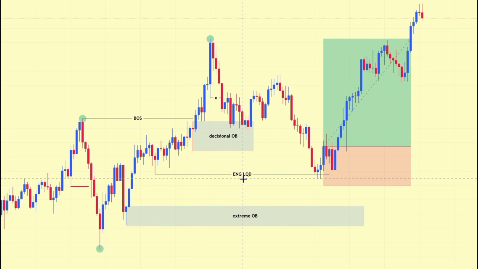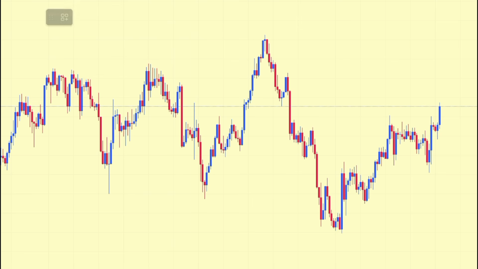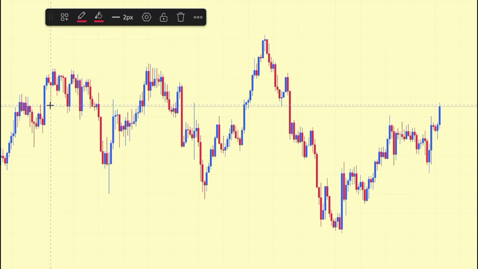And now let's get to the highest probability one, that is the extreme POI mitigation. We can clearly see that we are in a downtrend, because price has taken out this inducement, another sell side liquidity below here, then reversed back and made a break past that high. So what does that mean? This means that is a bullish break of structure.